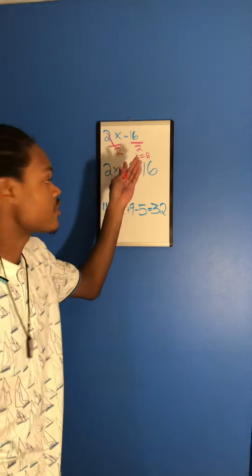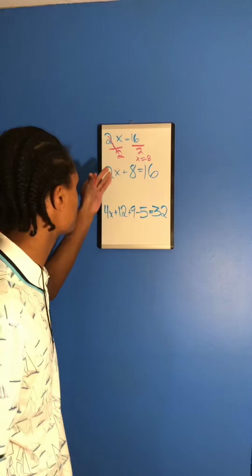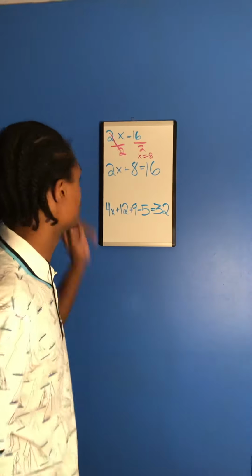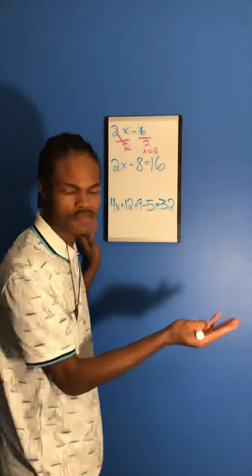There you go. X is now isolated. We now solved for x. We did the opposite of multiplication, which is division. So we solved for x. Now let's move on to the next problem.